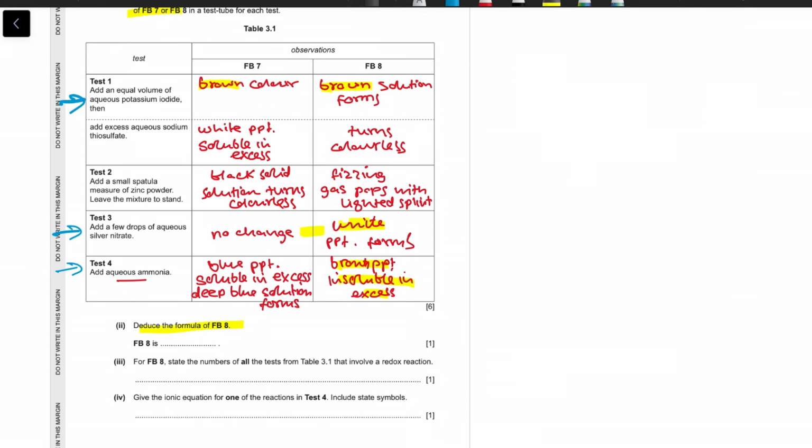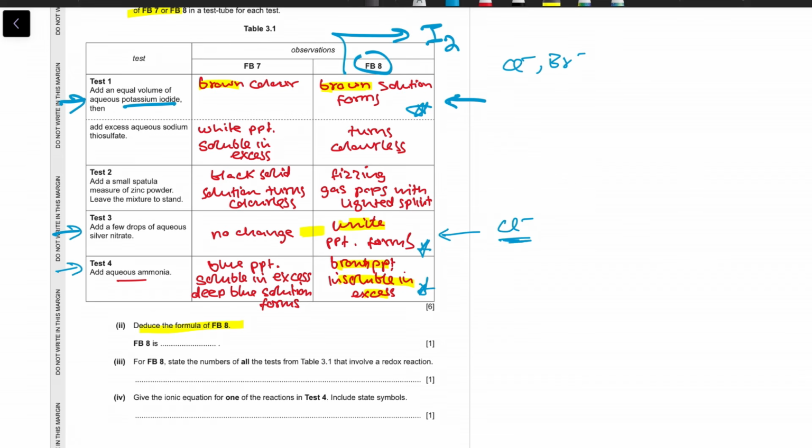Okay, so now we have to deduce the formula of FB8. These 3 stand out to me the most. So if we look at the first one, potassium iodide solution turns brown, this could be an indicator that iodine is formed. Now, this could mean a couple of things. It could be that halide ions like chloride ions or bromide ions are displacing it, or it could mean something else. However, test 3 makes it very clear that there are actually halides present because a white precipitate forms, and this indicates the presence of chloride ions. So this is our anion.